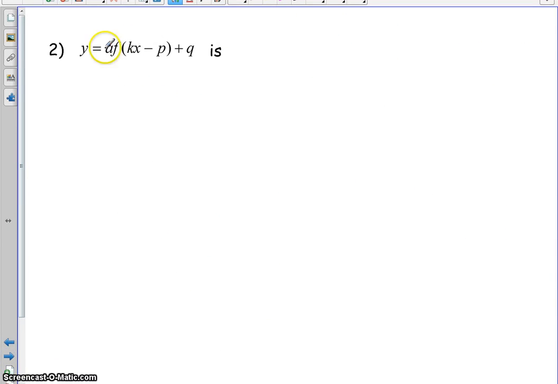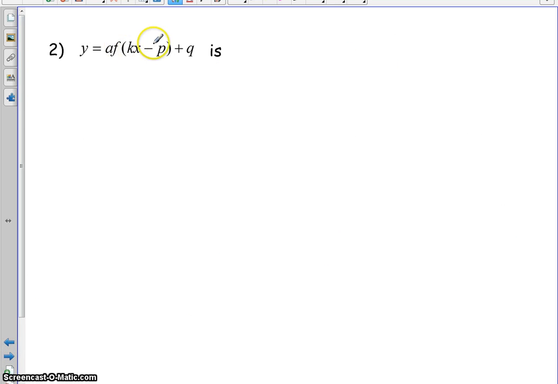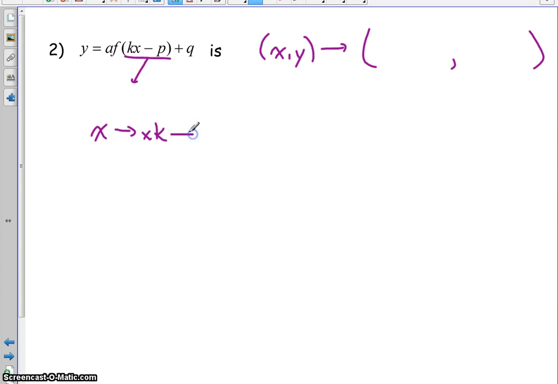So let's take a look at this in a slightly different form. You'll see that in this particular case, here it's k times bracket x minus p, and here it's just kx minus p. So in this case, there's a different order of what's happening to x. So for our mapping rule here, okay, well, let's start with x here. Again, looking inside the function at what's happening to x, the first thing that happens is we multiply by k in this case, and then we subtract p. So for the inverse for my mapping rule, I'm going to add p first, and then divide by k. So I'm going to get x plus p divided by k.